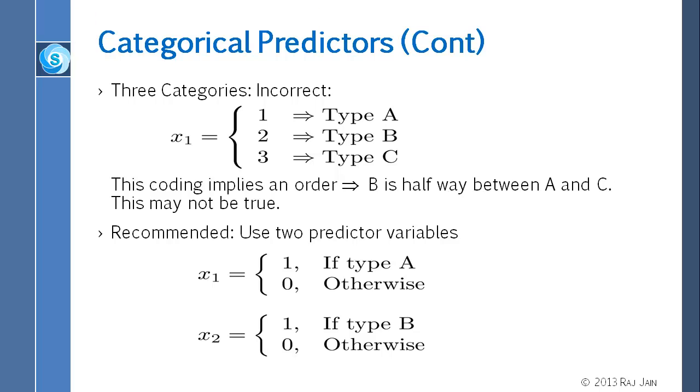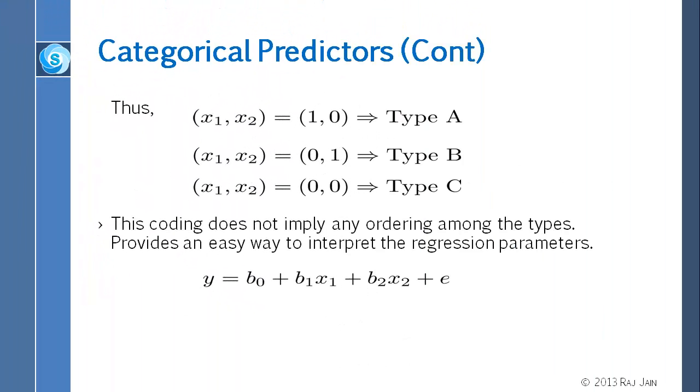So here for 3 categories, you don't want to use 1, 2, 3. What you want to do is define x1 and x2. All right. So x1 is 0 means not type A, and 1 means type A. x2 is 1 means type B, 0 means not type B, and then you have 4 possibilities actually. So here you have 0, 0 is type C, 0, 1 is type B, and 1, 0 is type A. Basically, you have these 3 possibilities.